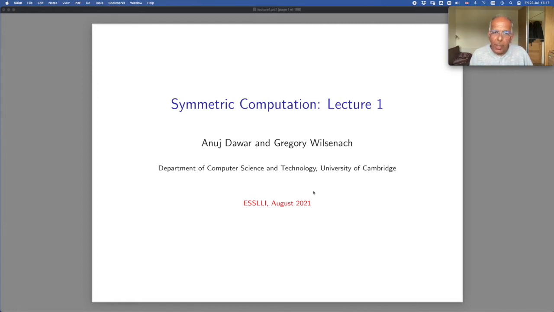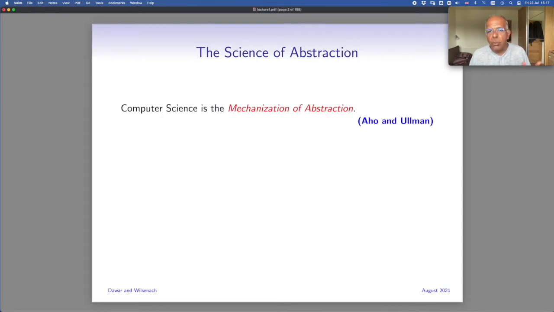So to begin with, let me start with a quote, which I really like. This is due to Aho and Ullman, and it appears in their famous Foundations of Computer Science textbook. They say computer science is the mechanization of abstraction. And I love this quote because it captures very pithily, with two key words, the essence of what a lot of computer science is about. I want to focus on the word abstraction.